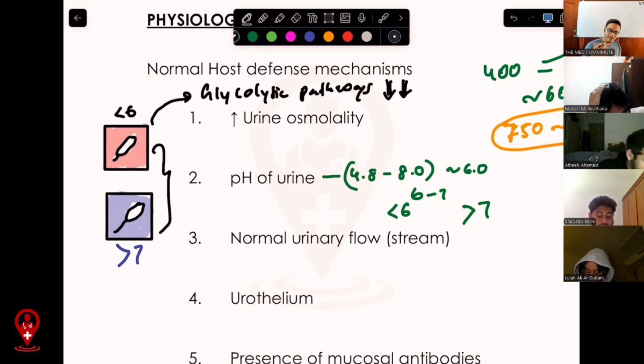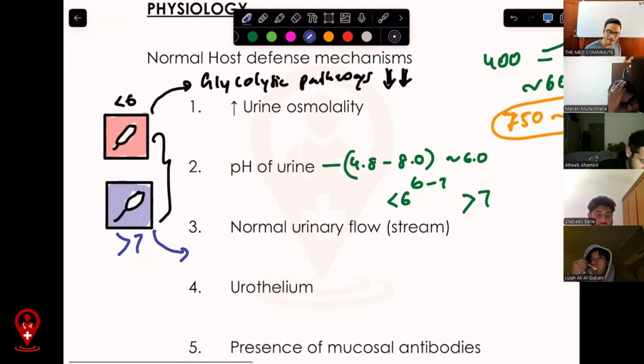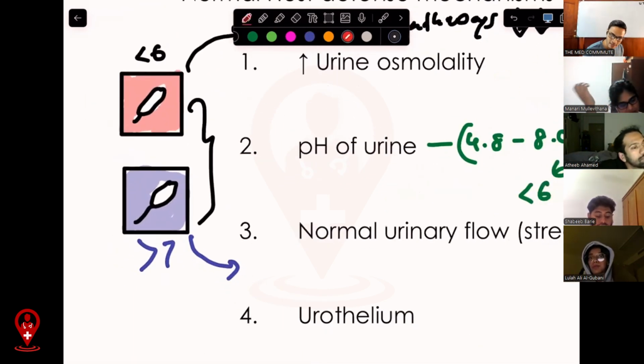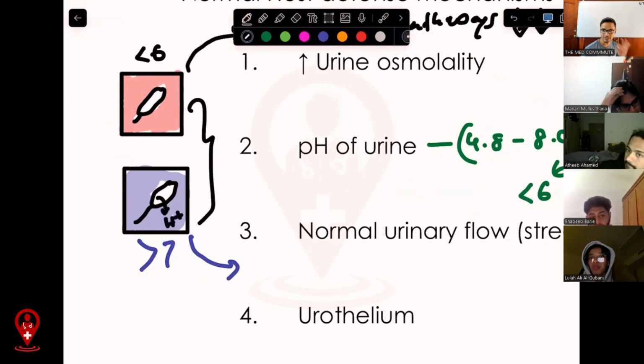Now, this basic pH, or more alkaline pH. What is happening when there is an alkaline pH surrounding the bacterium, guys? The bacterium will start losing H+ ions, because the bacterium has hydrogen ions as well. The bacterium will start losing H+ ions to the surrounding, right?